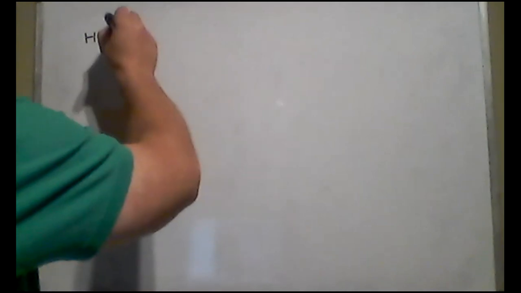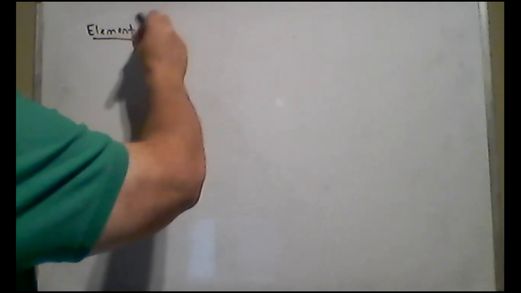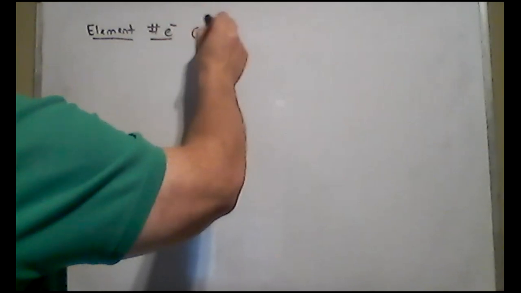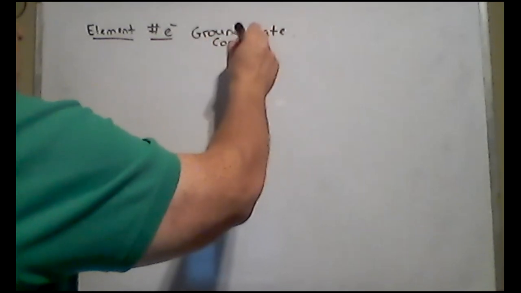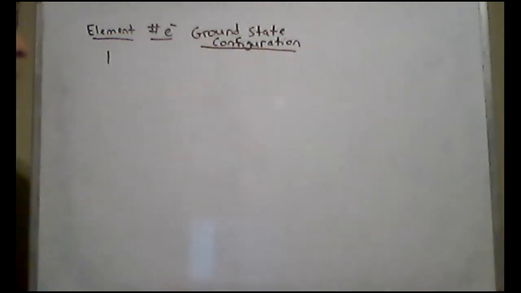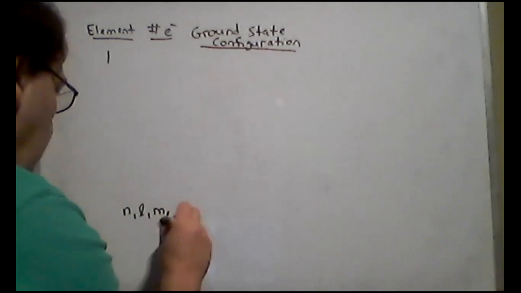And so if we look at hydrogen, the first element, hydrogen. It has 1 electron. Let's just draw it out here. So element, number of electrons, and what is its ground state configuration? Hydrogen is the simplest one. I only have 1 electron. So again, let's take a look here, right? I have n, l, m sub l, m sub s, right?